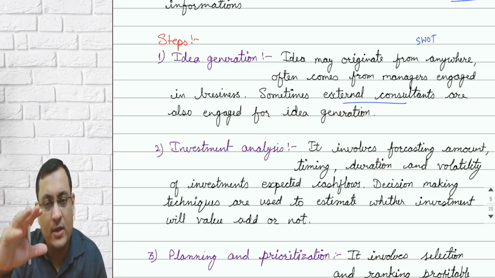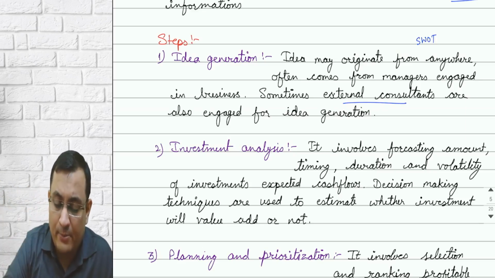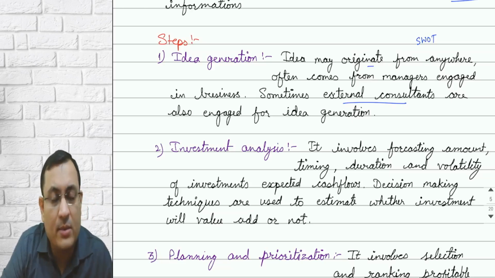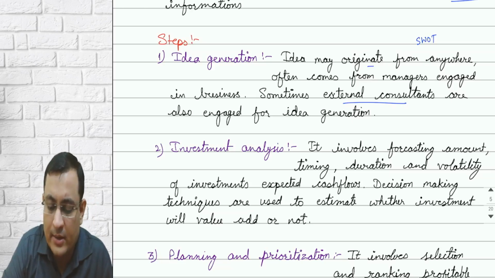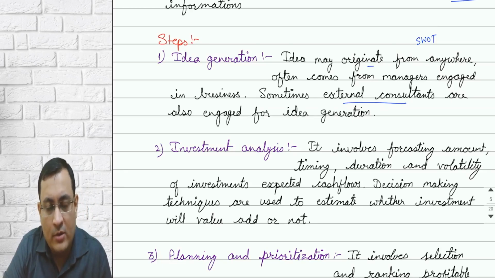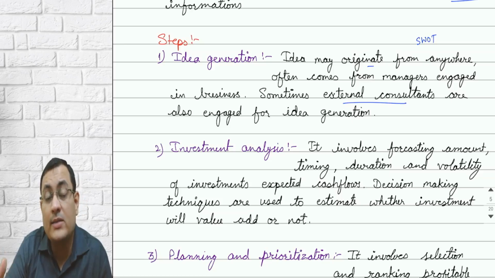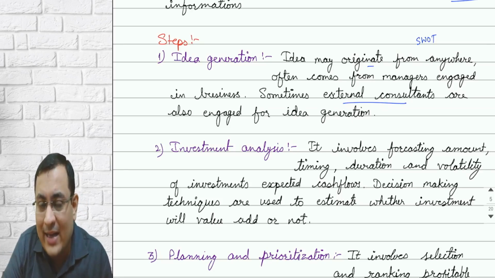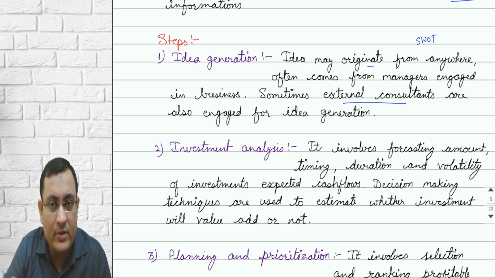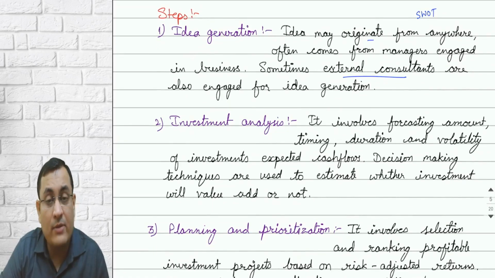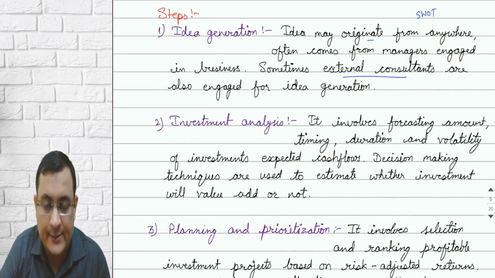So idea generation is the first step, where the idea may originate from anywhere, often from managers engaged in the business or from external consultants also. In this step you will be analyzing your strengths as well as the opportunities available in the market, and they will be evaluated against your internal weaknesses and the threats coming from the external market. Next, once this is done, we will go for the investment analysis.